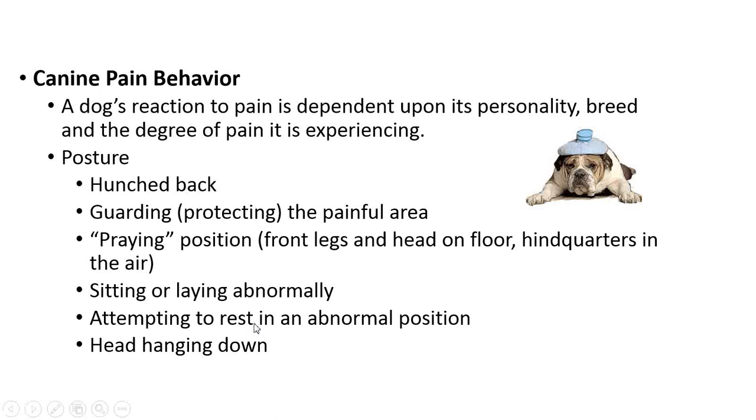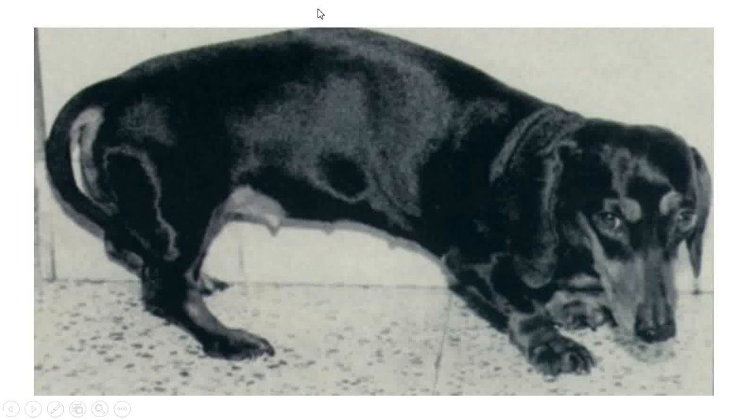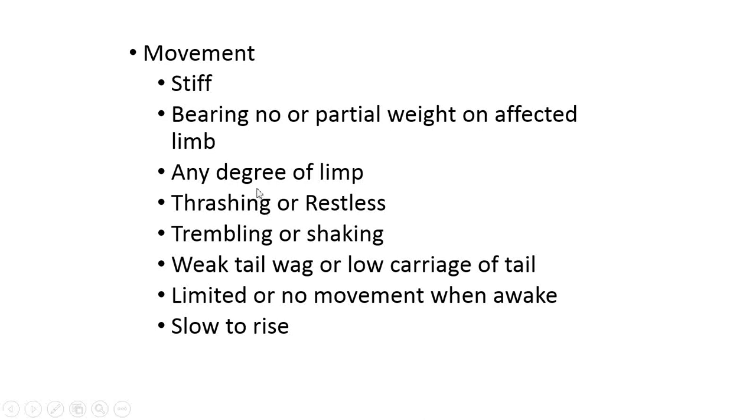Attempting to rest in abnormal positions. You'll sometimes see that. They'll hang their head down. Here's a dachshund with a hunchback, tail's tucked, head's low, abdomen's very tight. This is an animal in pain. I look for an animal who's stiff, any degree of limp, trembling or shaking, as the lady said in the video. Look for that. Limited or no movement when they're awake. They just lay around all the time. They don't want to get up.